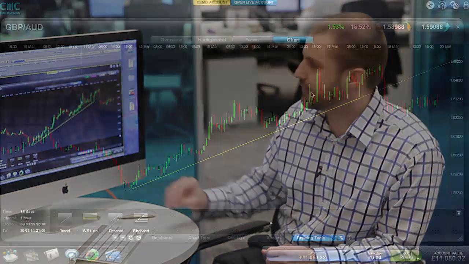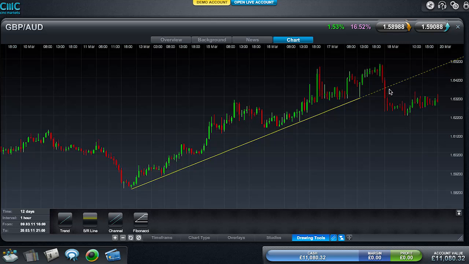The second way that we can trade off the back of trend lines is if we have what we call a breakout. And as you can see here, the market, once it came down to this trend line again, has actually broken through. And here, this is what we call a technical breakout. So what we would do here is we'd simply put on a short trade with a stop loss just above.